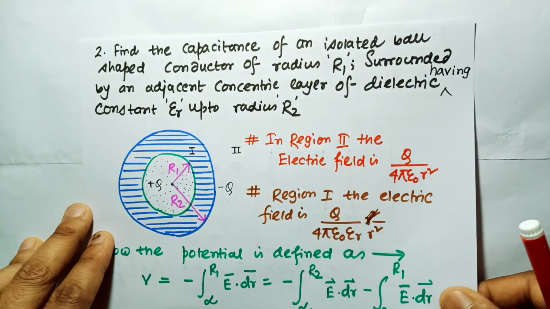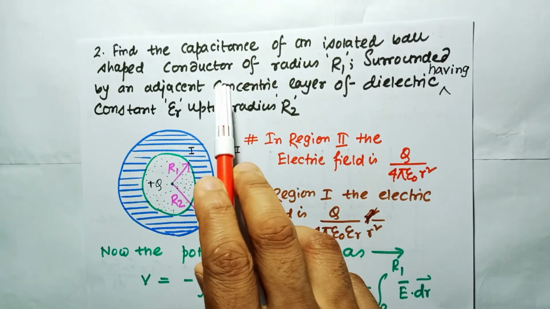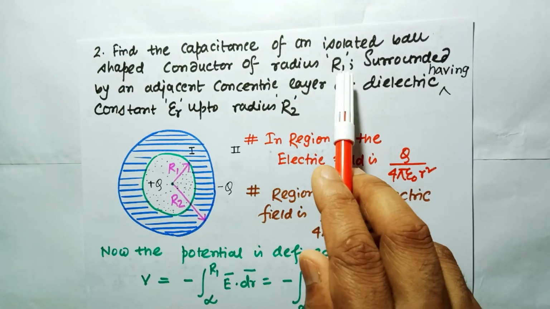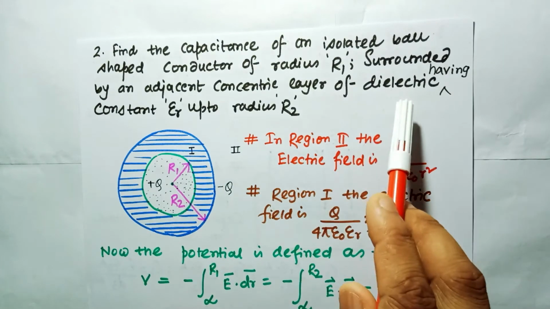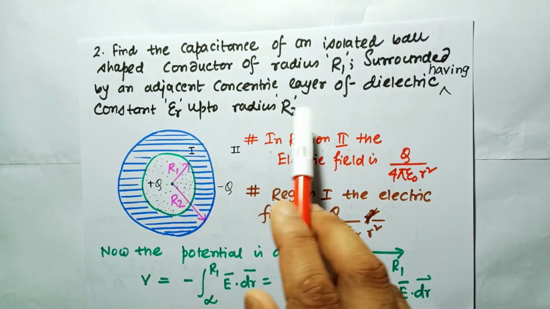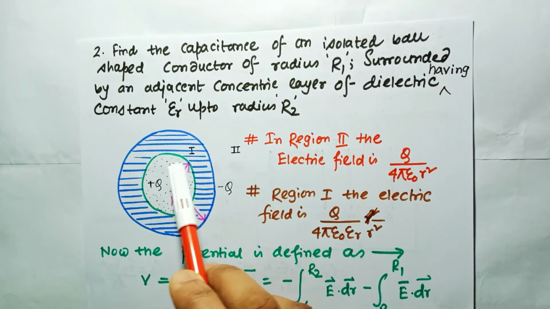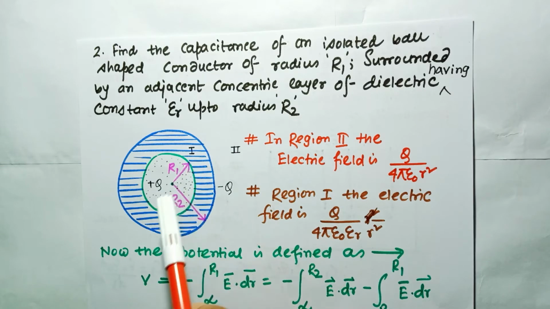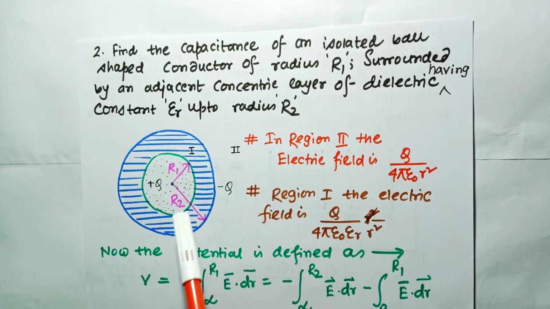Our second problem is stated like this: find the capacitance of an isolated ball-shaped conductor of radius R1, surrounded by an adjacent concentric layer of dielectric material having the dielectric constant epsilon r, up to radius R2. So you can see this is the R1 radius, a solid conducting sphere of radius R1 having the charge capital Q, and the sphere is surrounded by a dielectric material up to a radius of capital R2.